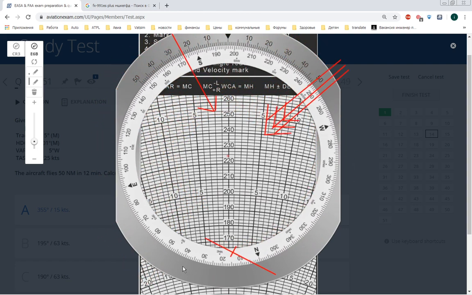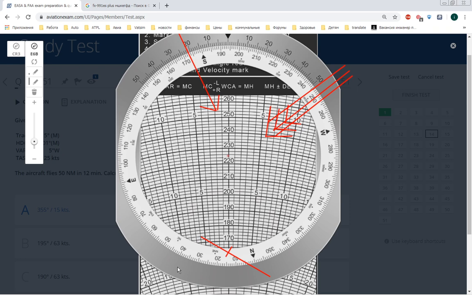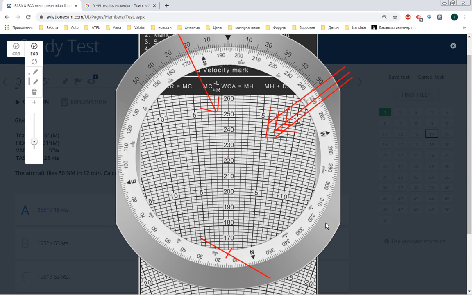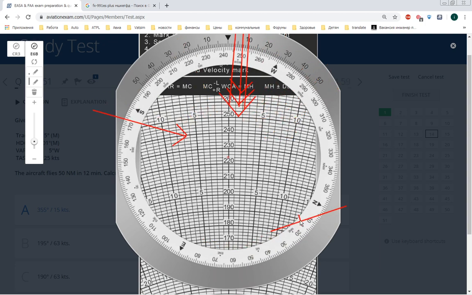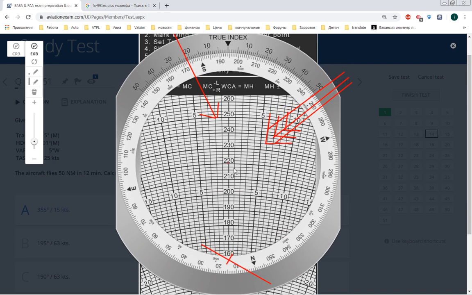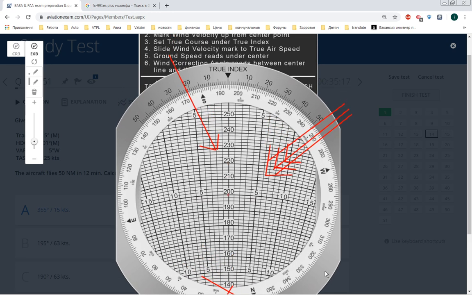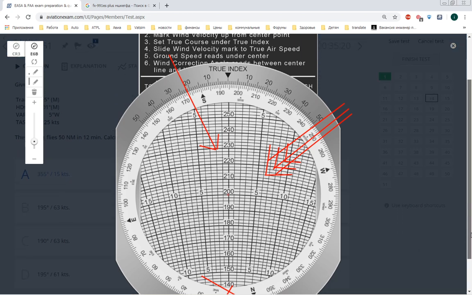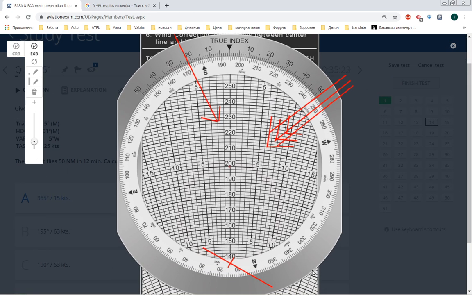Okay, now we need to calculate the wind. First of all, for this purpose, we need to put this cross on the bottom of the slide, and put this red dot on some particular value, just to make it easier for us to calculate.